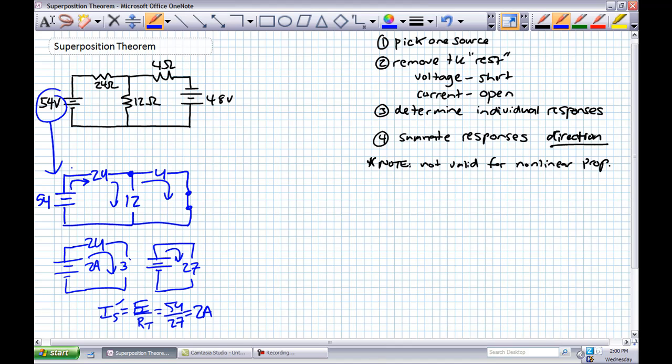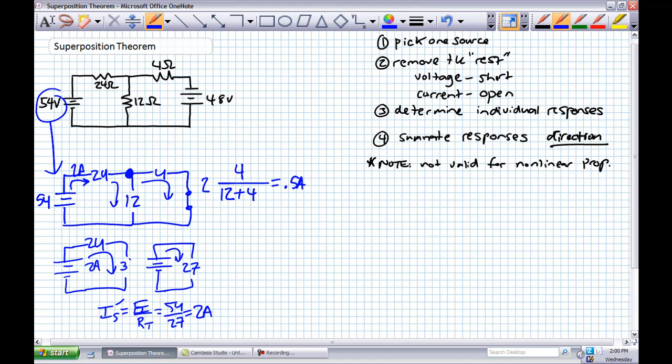So what we get now, here's 2 amps coming into this node right here, and it's splitting up according to the current divider rule. What's the current divider rule say? Well, if I want to know the current through the 12 ohm resistor, and it's a 2 resistor network here, I take the 4 on the top, over 12 plus 4, times the current going through it. So basically 4/16 of 2 should give me 0.5 amps.